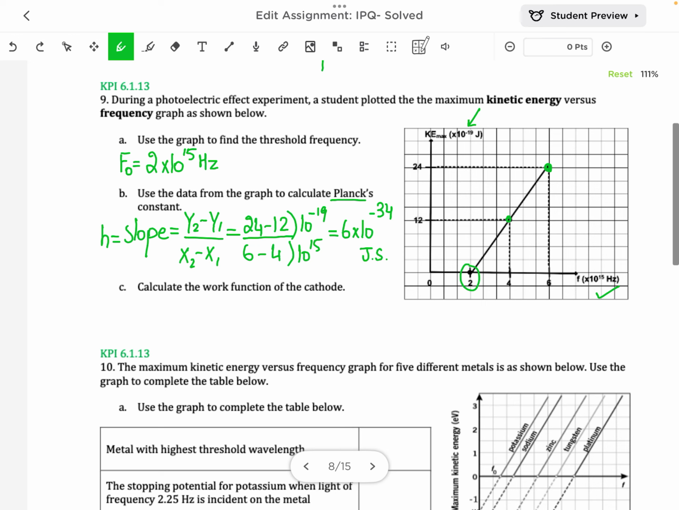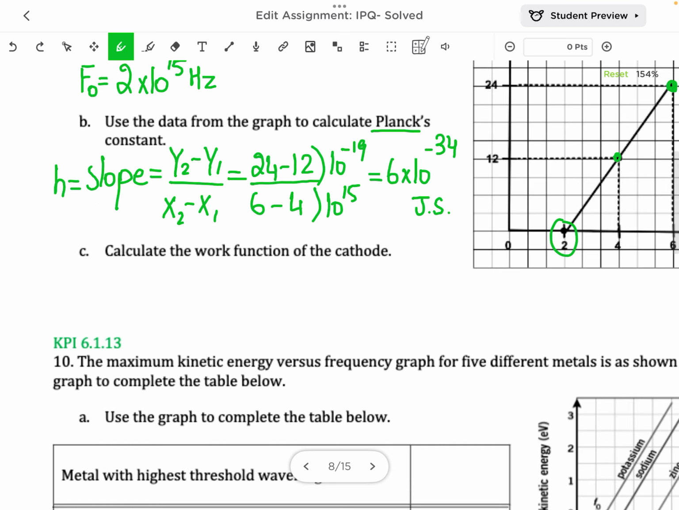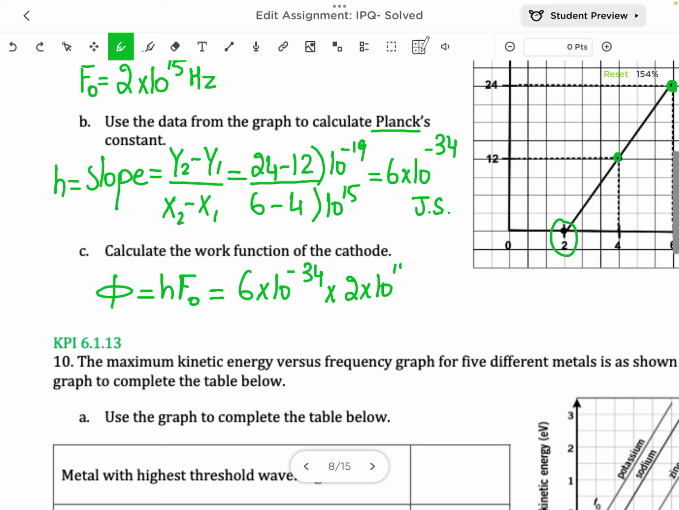If you forgot the unit of h, just go to the formula sheet and get it. Calculate the work function. The work function is hF0. So we're going to use in this equation the same h we got, 10 to the power of negative 34, times F0, which was 2 × 10^15. The answer is 12 × 10^-19 joules.